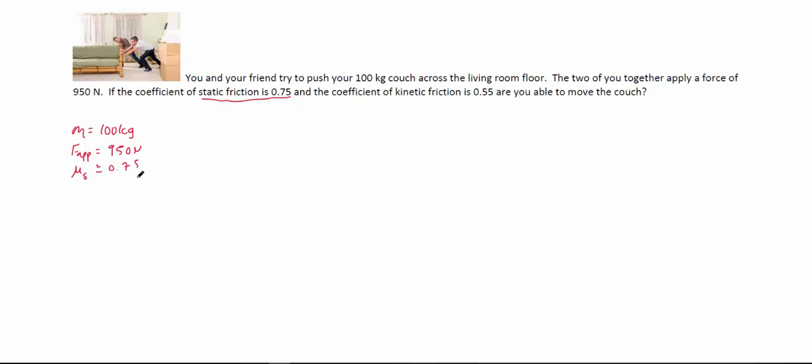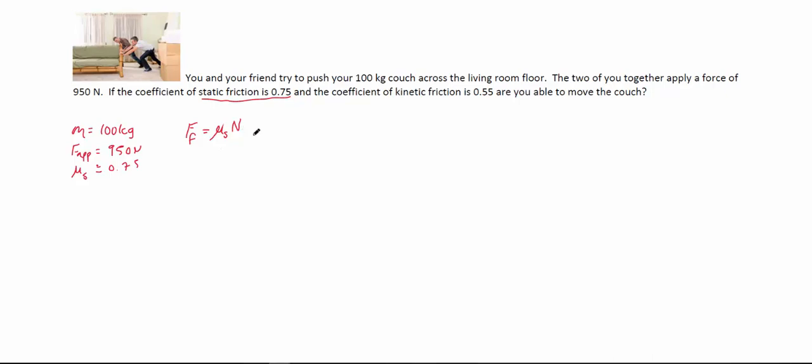So on your formula sheet, it says that the force of friction for static friction is the coefficient of static friction times the normal, and there's usually a greater than or equal to sign here. What that's about is, if you are applying more than the static friction coefficient times the normal force, then you will be able to overcome the static friction and get it moving. So that's the part we're interested in, because we want to know, will this couch move? So we're going to use the equal sign part.